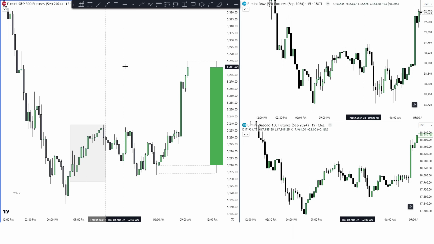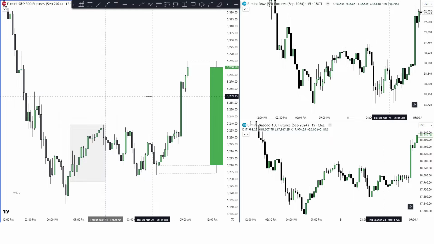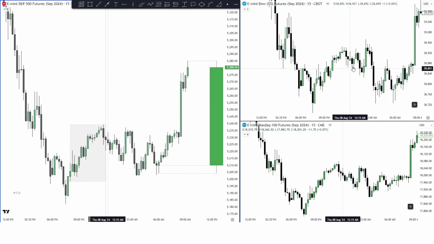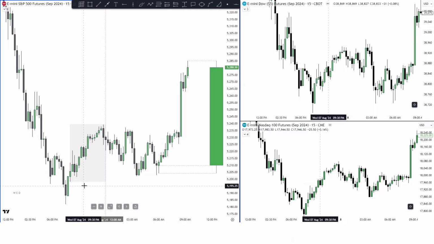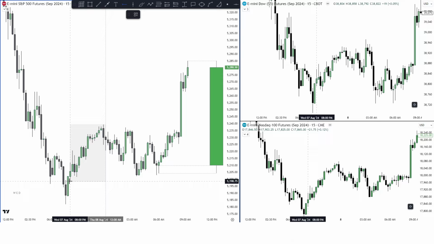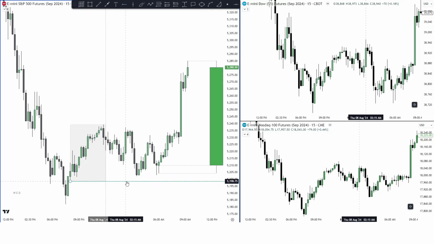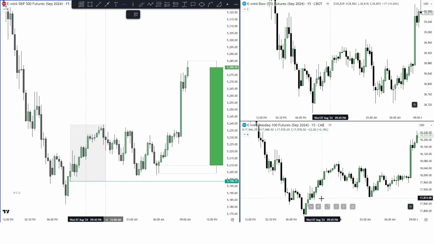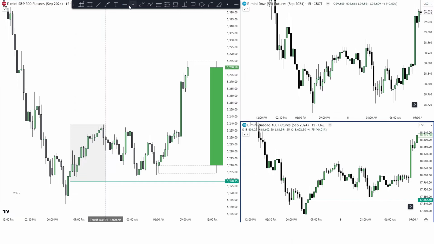Just like so, we're looking at the marketplace here. We have the S&P 500 to our left. At the top here, we have the Dow Jones, and at the bottom, we have the NASDAQ. Some key things I want to take note of is obviously this Asia session. Price on the S&P 500 did not take out that Asia session low, as well as NASDAQ didn't take out that Asia session low either, but we can clearly see here that the Dow Jones did take out that Asia session low.